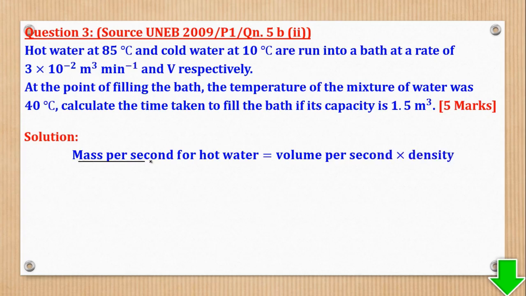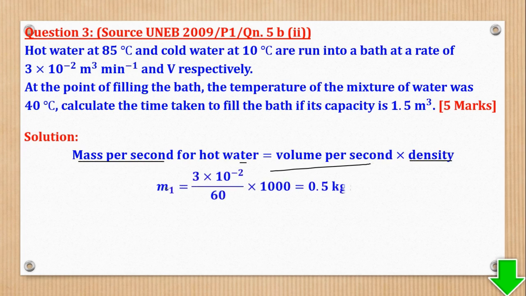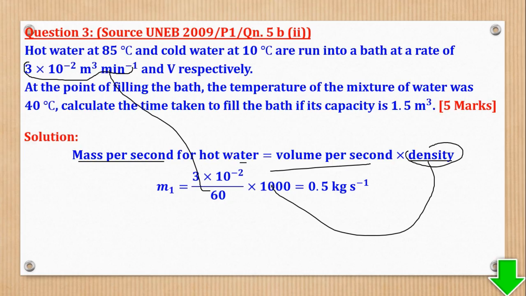Okay. So we say that mass per second of hot water is equal to volume per second times density. Therefore, volume per second: remember this is meters cubed per minute, but we want volume per second. So that minute has to be converted to seconds. That's why we divide by 60. And the mass is needed in kilograms. So what we do, we multiply by the density, which is kilograms per meter cubed. So this is volume per second times density to give you the mass in kilograms per second.